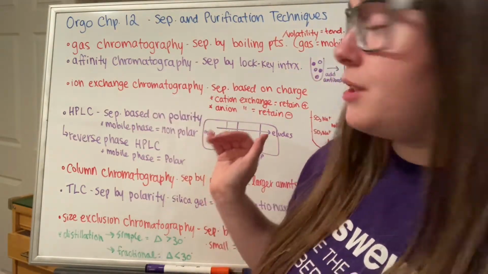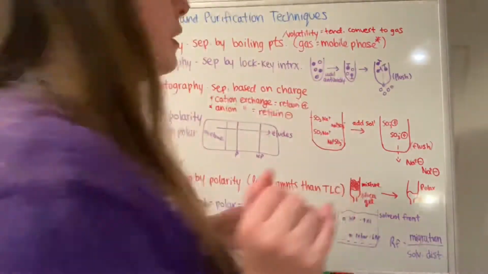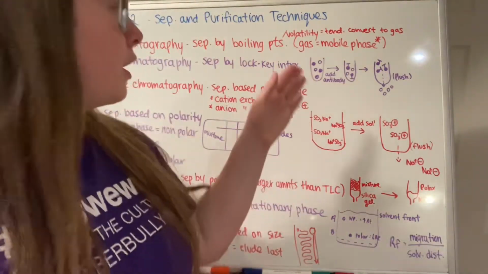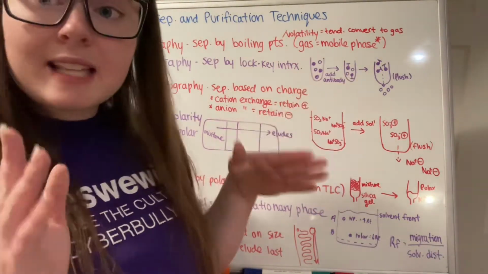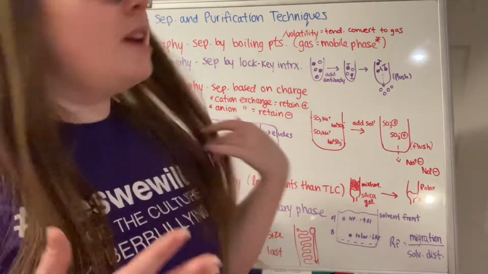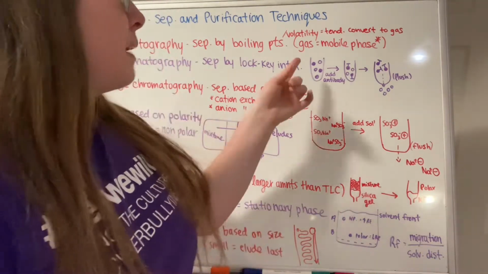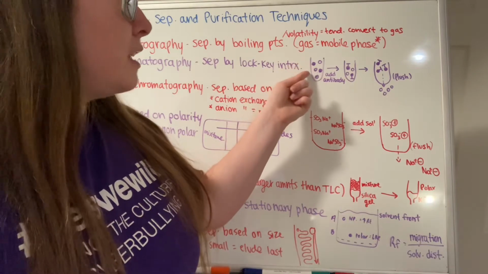So next we have our affinity chromatography, which separates based on lock and key interactions. We have an example here. We have our mixture, and in this case, we're using an antibody. It does not have to be. This is just a good example. So we have our mixture with purple and white dots.